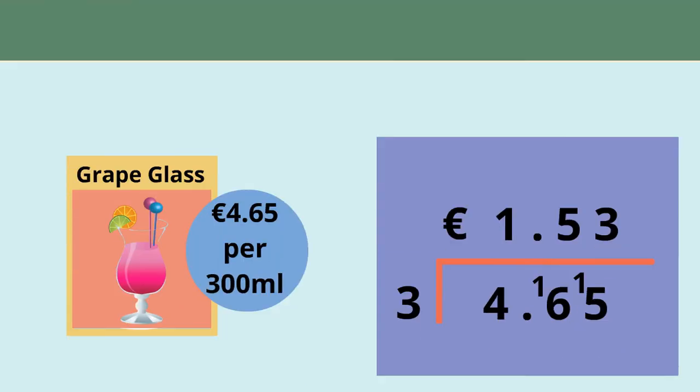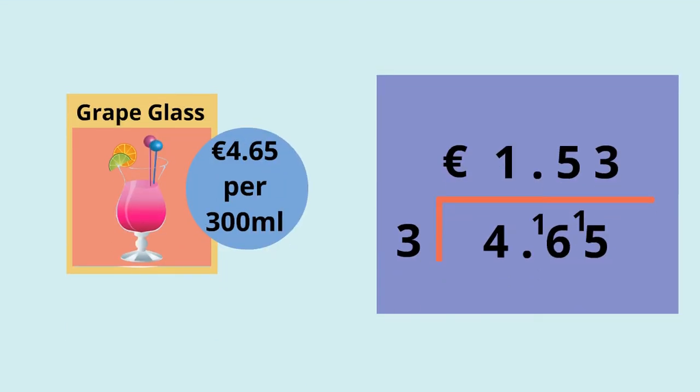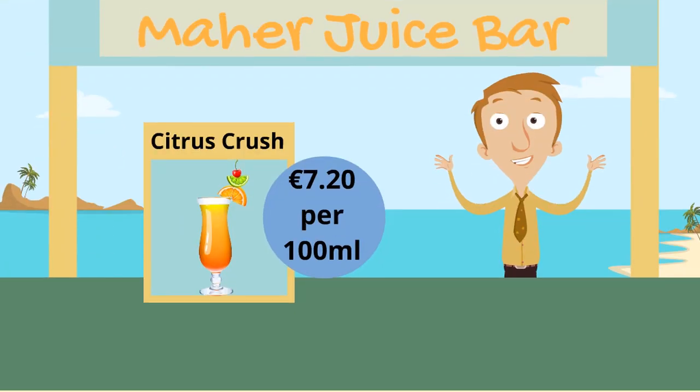Well, you should have got this sum here. We're dividing it by 3 to find out what 100 mils would cost. And we get $1.55. The other exclusive flavor that I've been practicing with is the Citrus Crush.